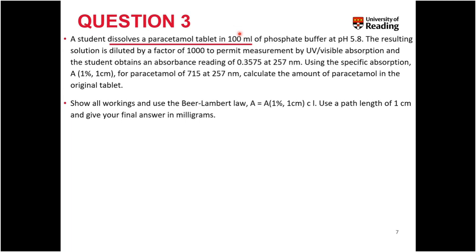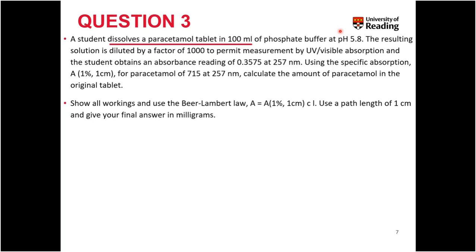Now, because this question will ask you to determine the amount of paracetamol in the original tablet, this question is about concentration, and it's about using the Beer-Lambert law. So this means that having the tablet dissolved in 100 ml is very important, but the identity of the buffer and the pH of the experiment is not. These are given because it is best practice to always quote the conditions under which an experiment was conducted. However, that doesn't mean that all of the information that is given is relevant to you.